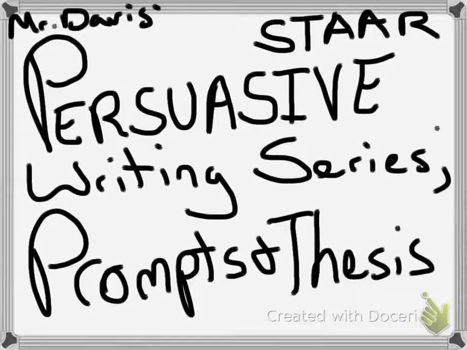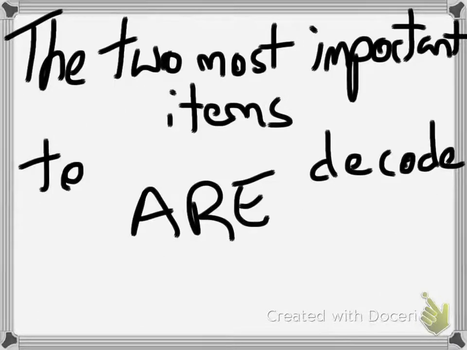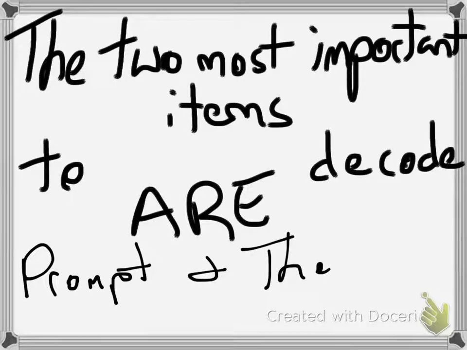Alright class, today we're going to cover the first part of our persuasive writing series for the STAR. And we're going to go over specifically the prompts and the thesis statement. So, obviously, the two most important items to decode in any STAR essay is the prompt itself and the thesis statement. So these things are the most important pieces.